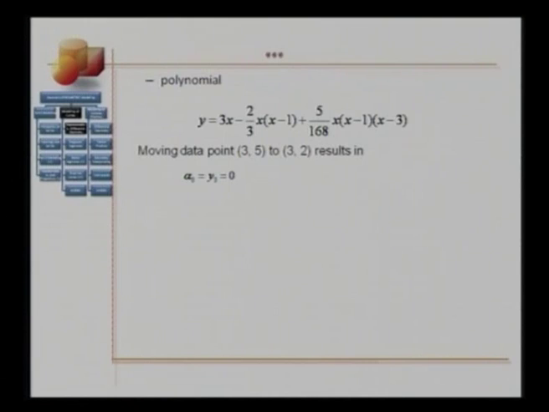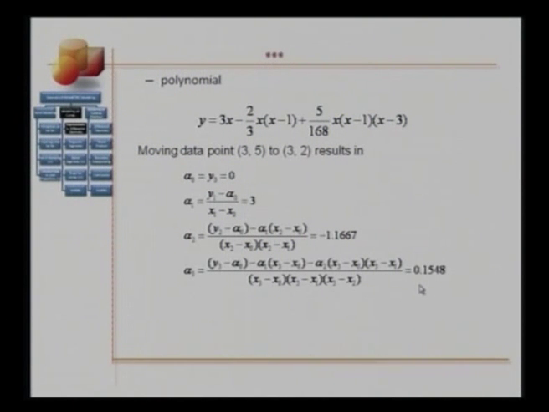The new coefficients are alpha 0 as 0, the same, alpha 1 as 3, the same, alpha 2 will now be minus 1.1667, and alpha 3 will be 0.1548, using a similar procedure. The new polynomial yn is 3x minus 1.1667 times (x minus 1) plus 0.1548 times (x minus 1) times (x minus 3).